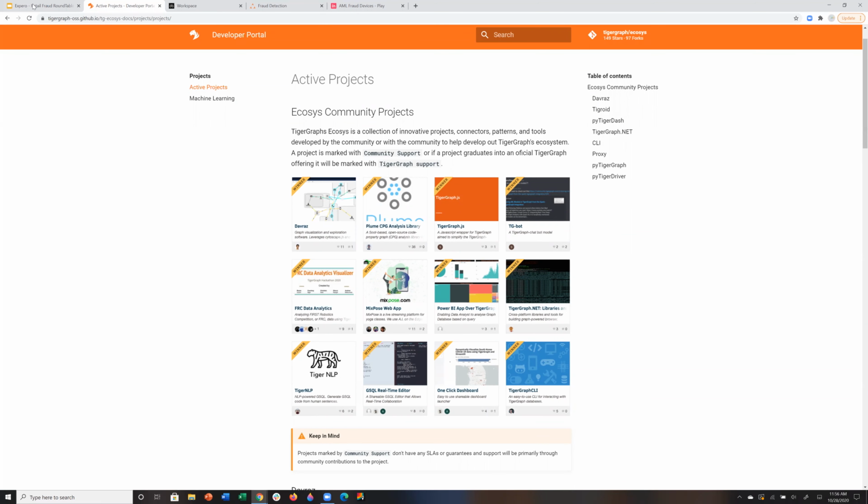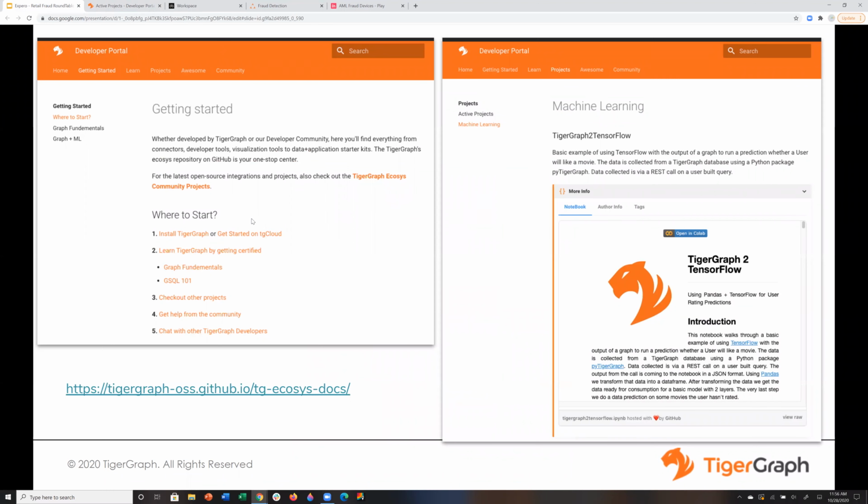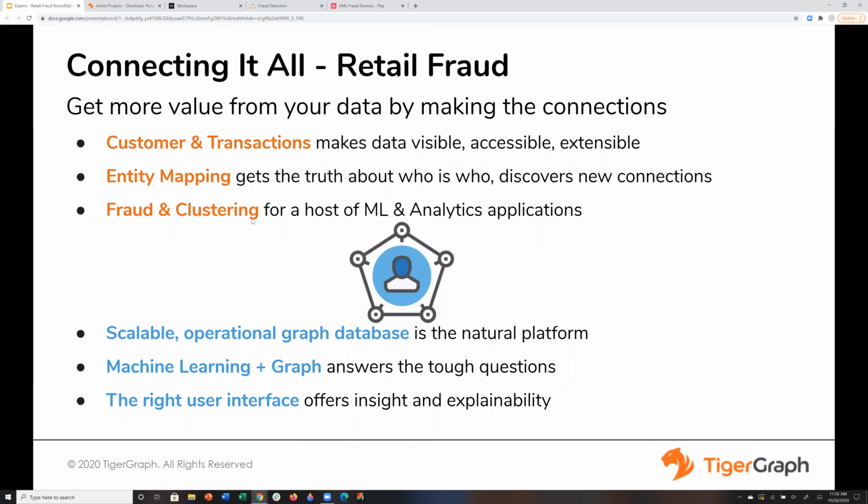So we can go back to the slides, and I'll just wrap up. We just showed that. We want to help you get more value from your data by leveraging graph to make connections, to find, detect and prevent fraud through this combination of machine learning, explainability, good human in the loop for detection and tagging and improving the learning, and having the right user interface and the right graph database, scalable and operational, is only going to help you.